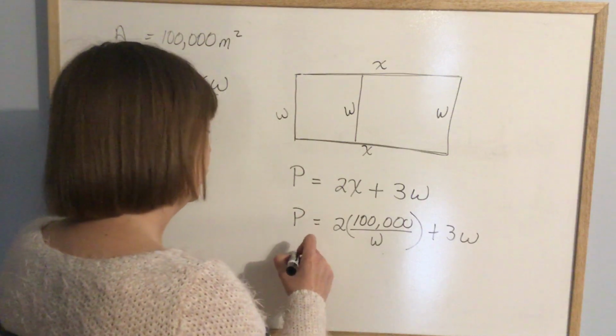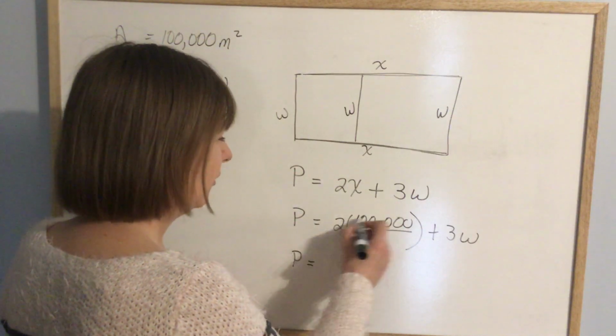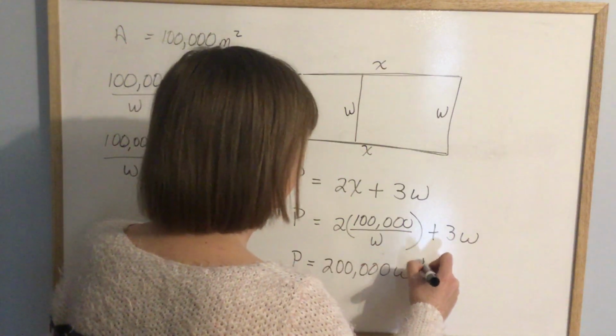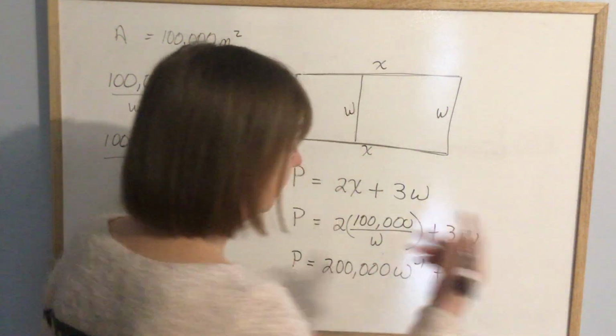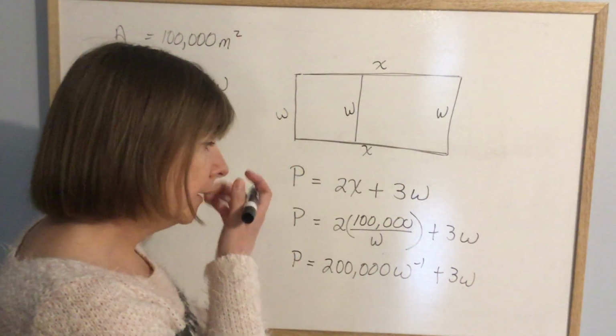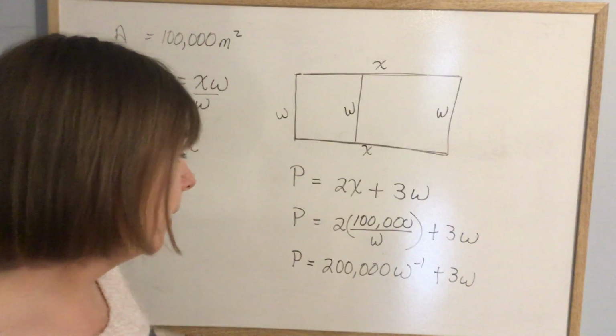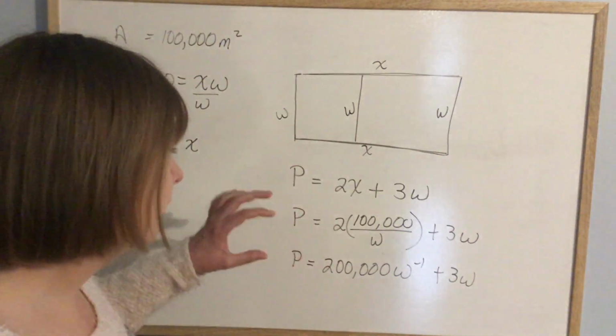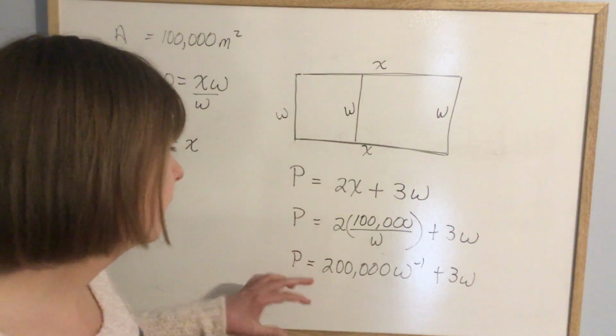I would even probably work that out because I'm like that. So this would be 200,000 w to the negative 1 plus 3w. I would probably do that. You don't have to. I probably would though. And so remember, this is what I'm trying to minimize. So I need to take the derivative of this side.